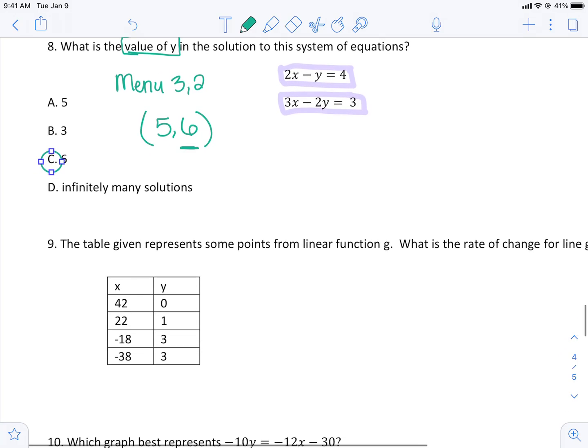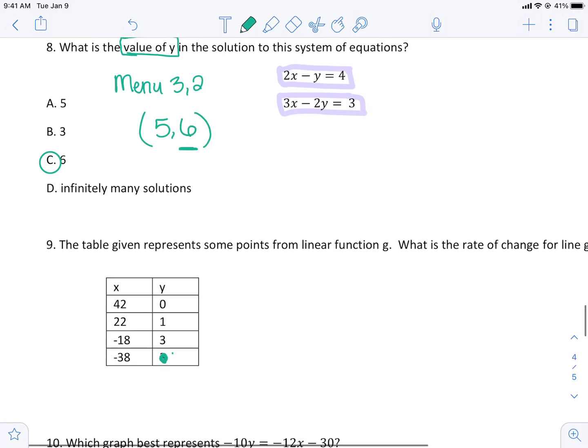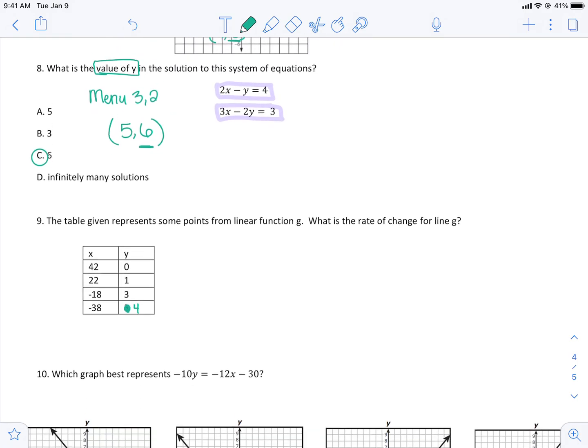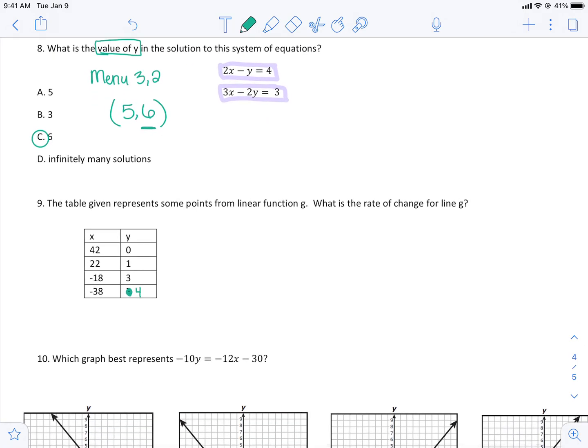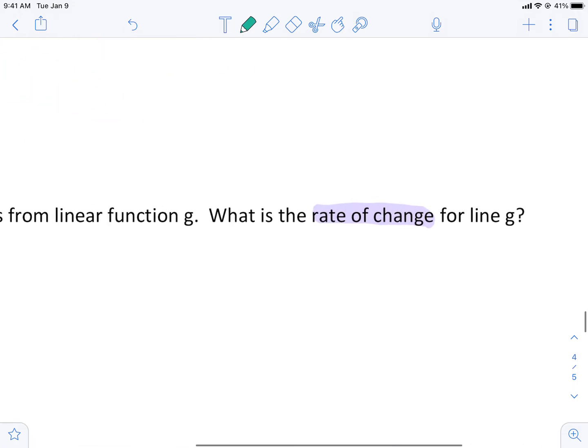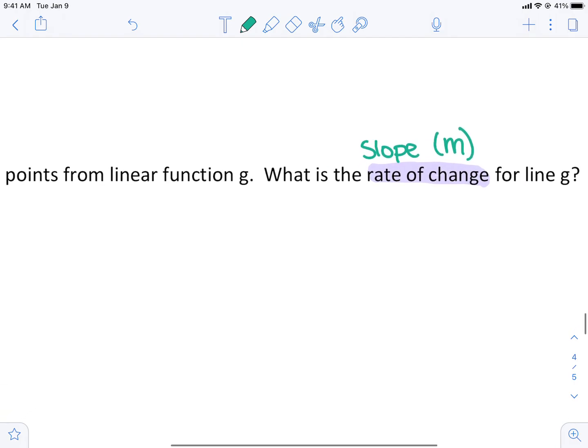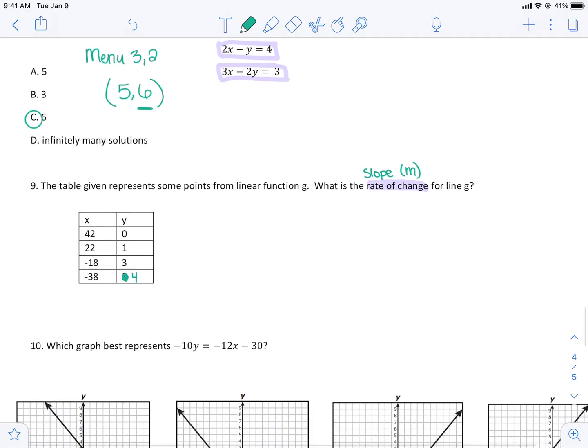Looking at the next one, there was a mistake right here. That should be a 4. There we go. It says, the table given represents some points from a linear function g. What is the rate of change for the line g? Well, rate of change means slope. And the variable we use for slope is m. So what we have is a table, and we want to find the slope.